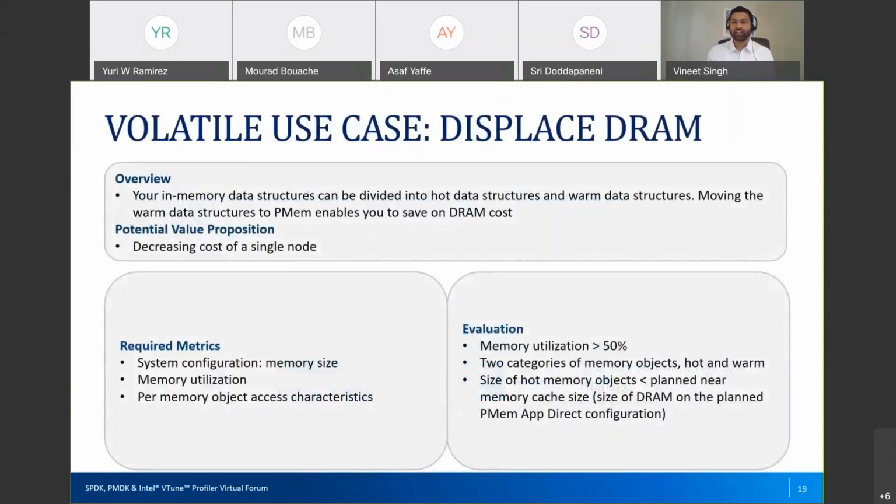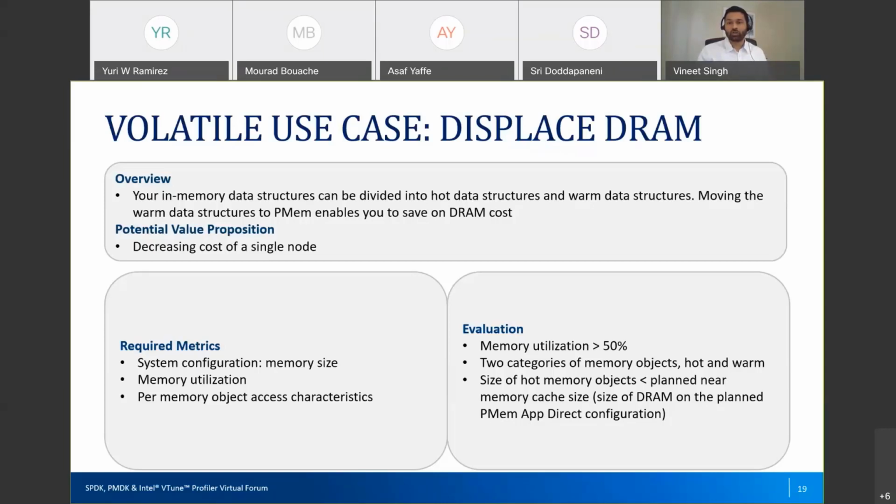The first case here is displacing DRAM. It's similar in use case to one of the memory mode use cases, but the implementation is different. What you need to do here is find out if you have two categories of data structures. One of them is more frequently accessed, one of them is less frequently accessed. What you can do is put the more frequently accessed data structure on your DRAM and put the less frequently accessed data structure on your PMM. And the idea here is that your cost of a single node will go down. So you run your workload on a DRAM only system.